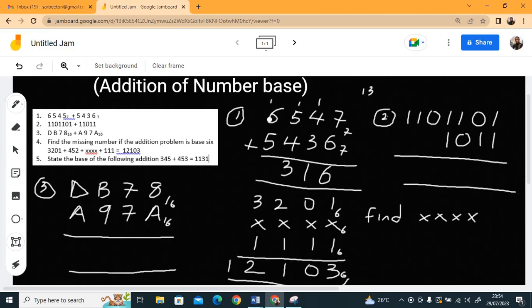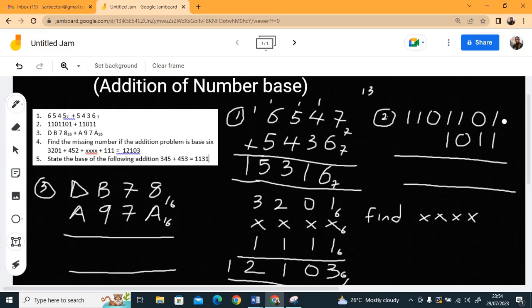Now 1 plus 6 is 7. 7 plus 5 is 12. 7 goes in 12 once, remainder 5: 7, 8, 9, 10, 11, 12. So you have 1, remainder 5. Because this is less than 7, you bring it down. So this is your final answer for this one. You write the base 7 here.